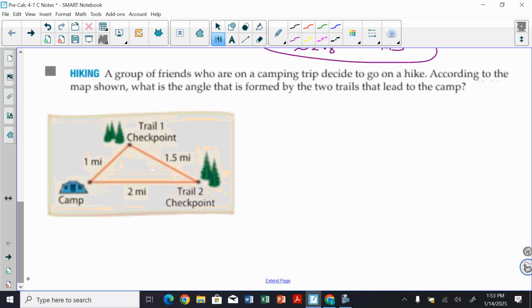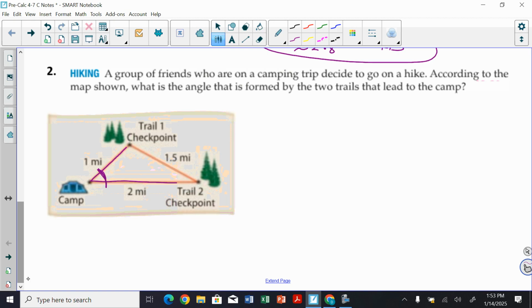A group of friends are out camping. They're trying to go on a hike. And according to the map shown, what's the angle that's formed by the two trails that lead to the camp? So here is one trail that leads to the camp. Here's the other trail. So we're kind of interested in this angle. What is that angle that the trails have?